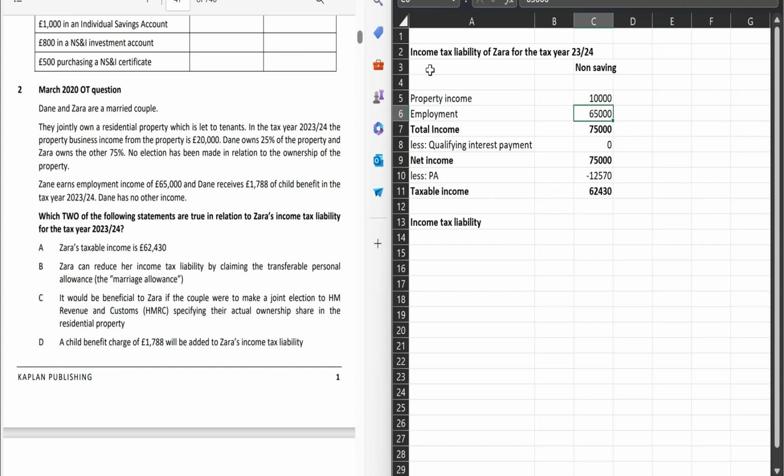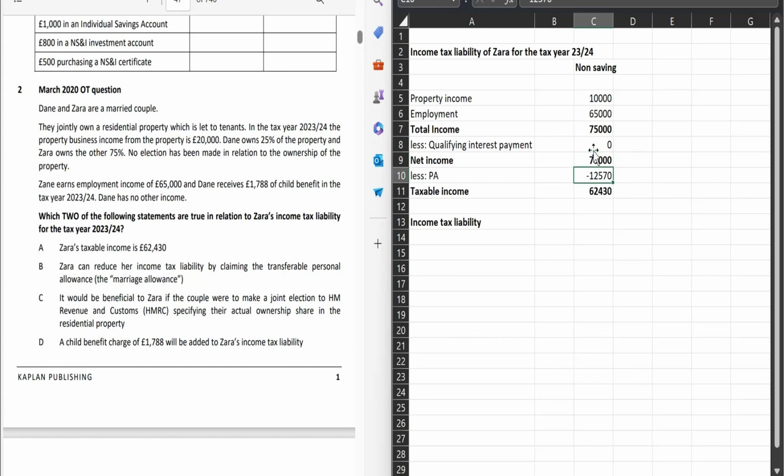Jada has employment income of 65,000. I kept it under the non-savings head, and as Jada has no other income, we add these two and arrive at the total income. From this total income, you can deduct qualifying interest payments. Qualifying interest payment means if you have taken a loan for a qualifying purpose, the interest paid on those loans is considered a qualifying interest payment, which will be deducted from the total income to arrive at the net income. It's zero in our case, so the net income is the same as the total income.